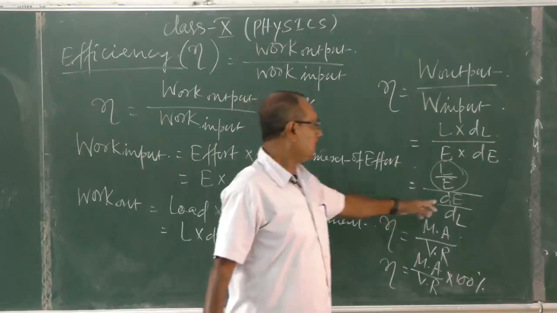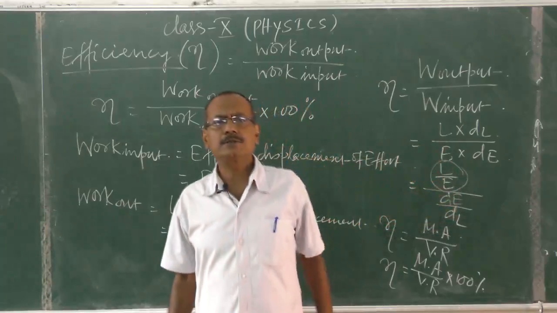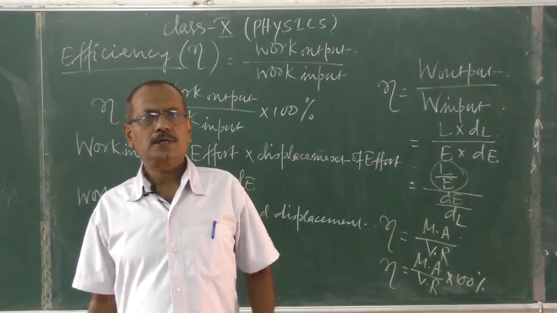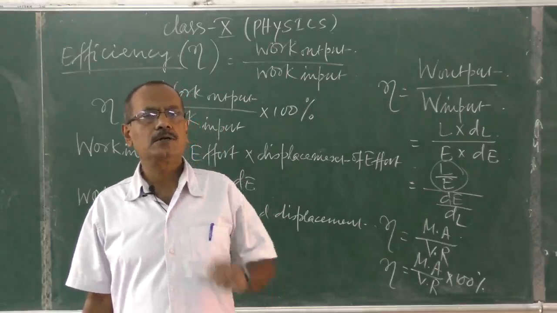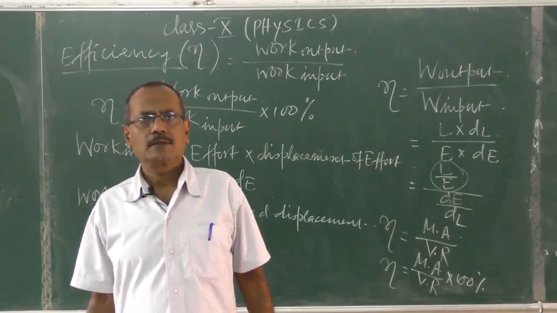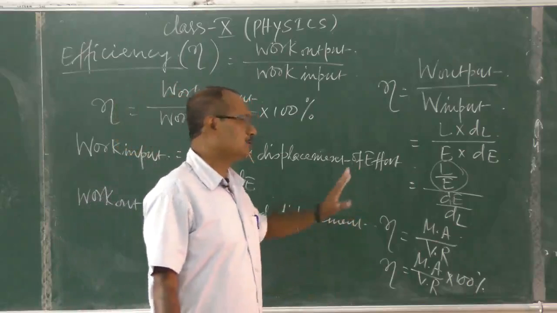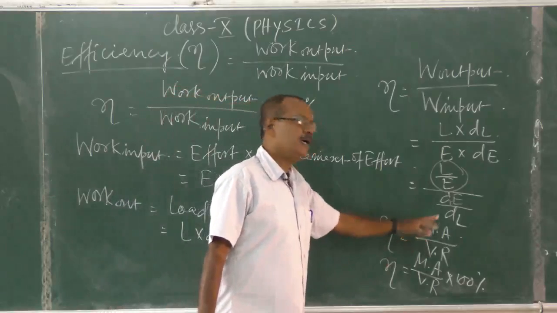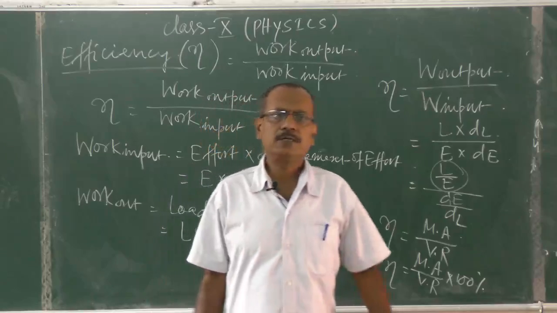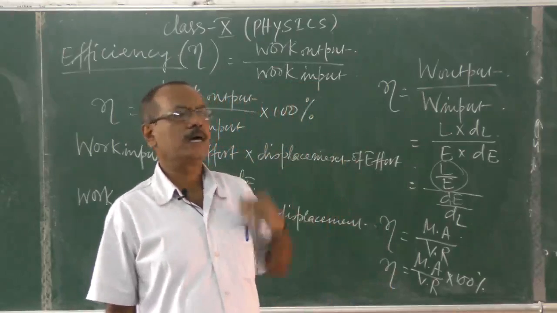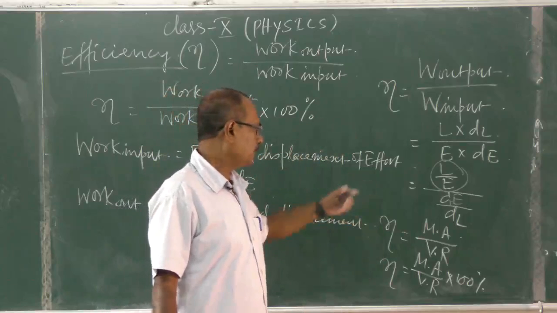So dE and dL for a particular machine will not change. So therefore velocity ratio will not change for a machine. Yes, the velocity ratio remains constant, but MA will change for a particular type of machine, that is, if it is force multiplier or speed multiplier.